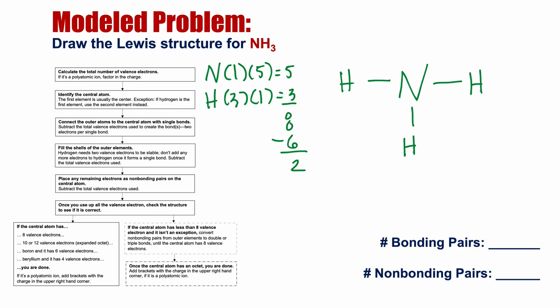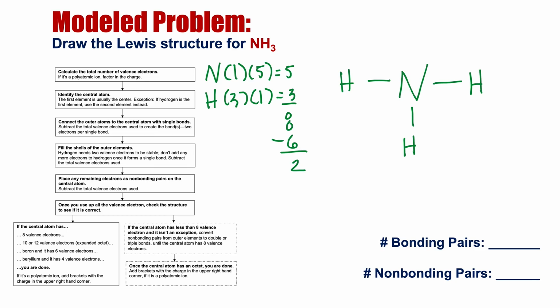Why I included this as an example is that hydrogen is something you need to be really careful with when drawing a Lewis structure. It's an exception where it doesn't want to have 8 valence electrons to be stable. It wants to have 2 instead. So as soon as you form a single bond with hydrogen, it doesn't want anything else added to it.